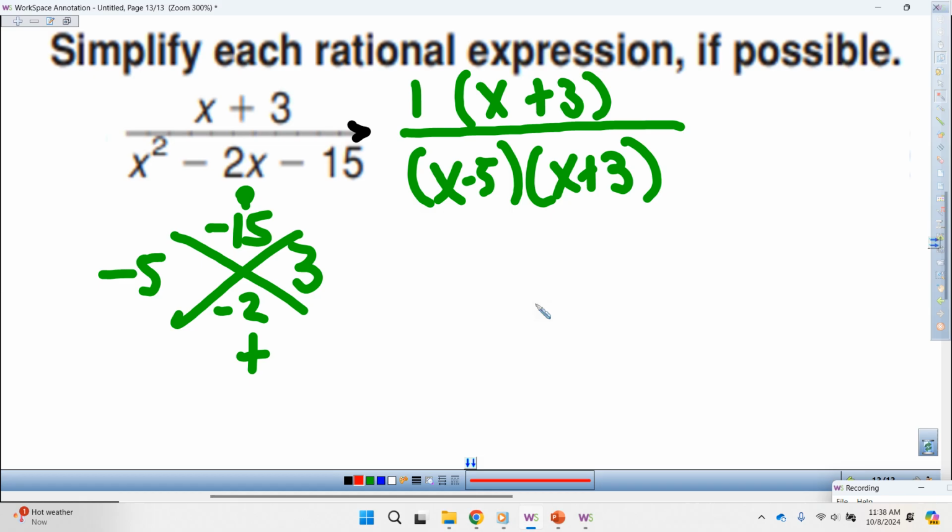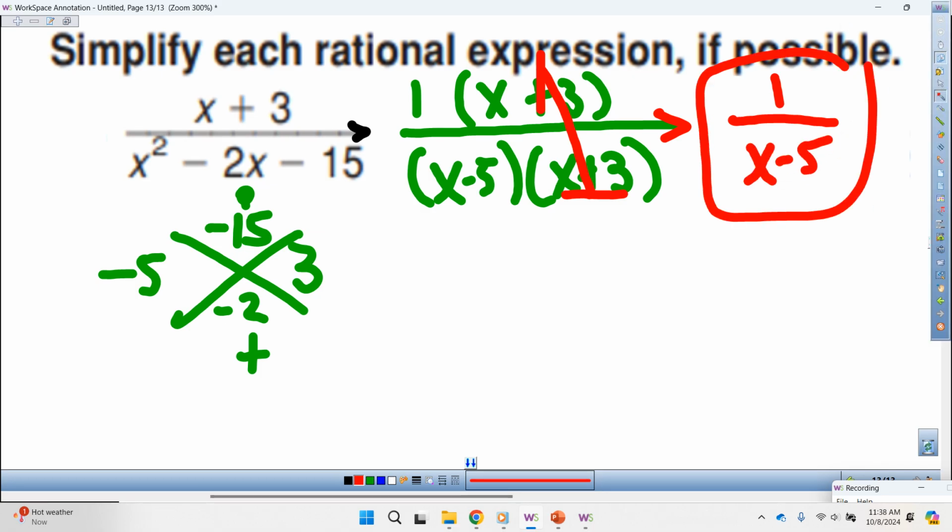So to our last step, any giant ones? Yeah, which are? x plus 3. So that leaves us with 1 over x minus 5. Send me your notes, please.